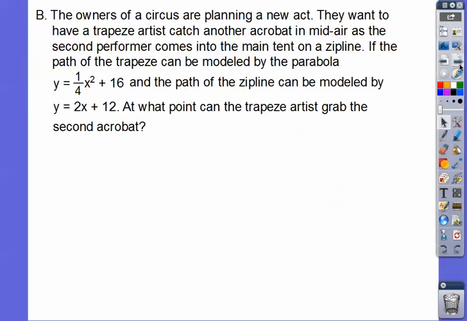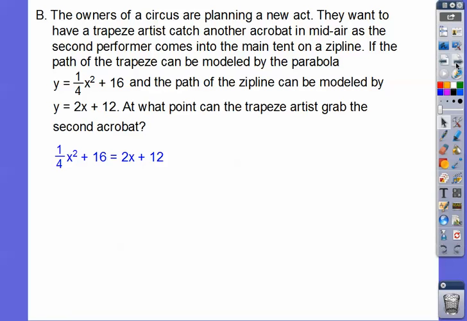Okay, so here the owners of a circus are planning a new act. They want to have a trapeze artist catch another acrobat in midair as the second performer comes into the main tent on a zip line. So the zip line is going to be our line. And the path of the trapeze can be modeled by the parabola because the trapeze swings back and forth like this. So here's our parabola right here, and then here's the zip line, this linear part right here. At what point can the trapeze artist grab the second acrobat? Well, that's where this parabola will intersect this line right there. So it's just a crazy word problem to solve this.